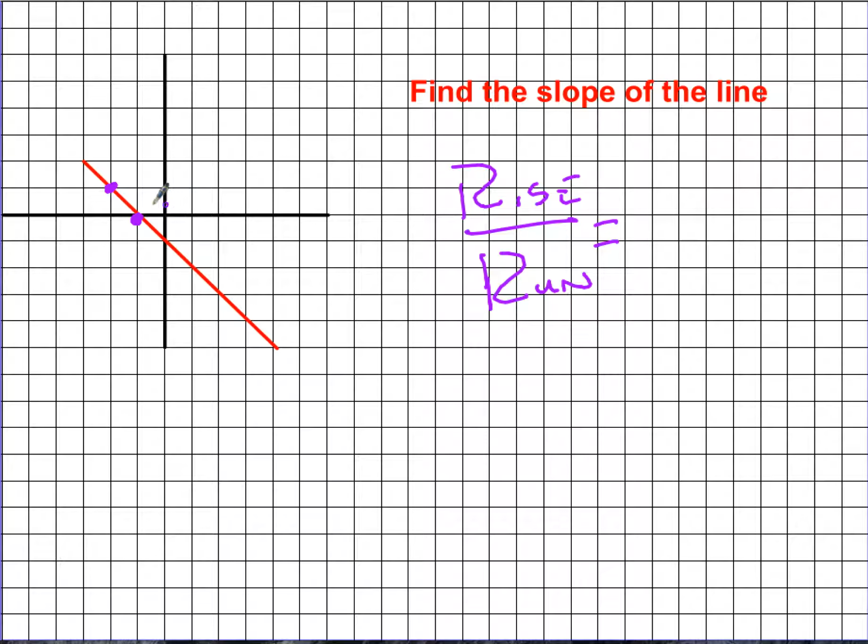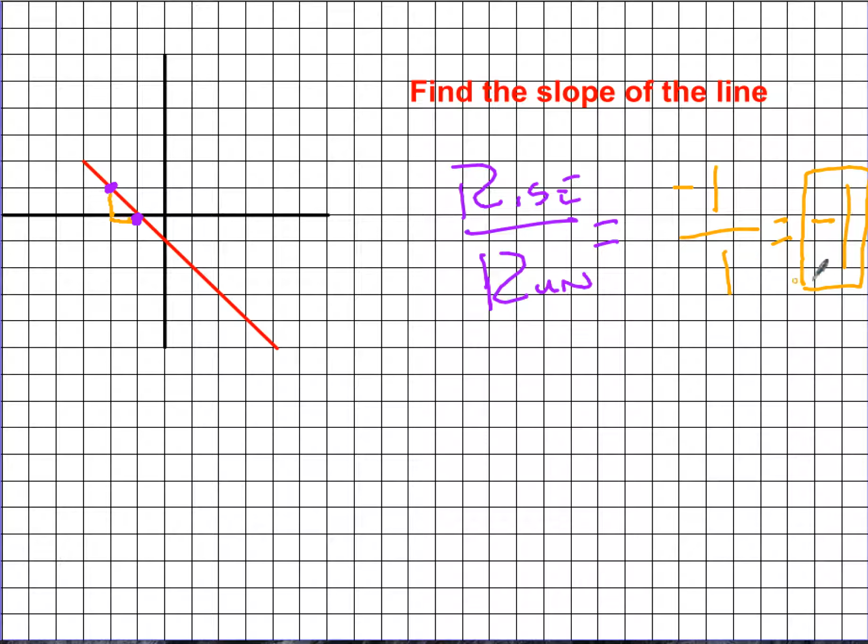Okay, so my rise here, to get from this point to this point, notice I'm going left to right here. To go from this point to this point, I'm actually going down 1. So if I'm going down 1, my rise is actually -1. And then my run, I'm going to the right. That's a positive direction. I'm going right 1. So I'm -1 over 1. If I were to divide that or reduce that, I would just get -1. So the slope of this line is just -1.